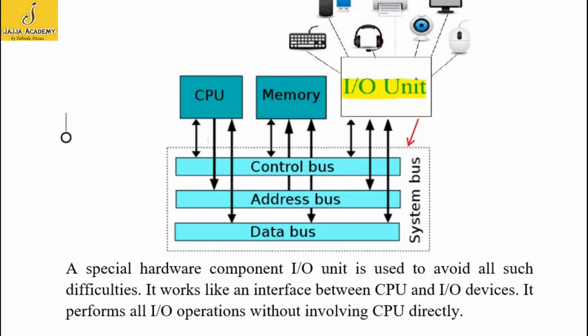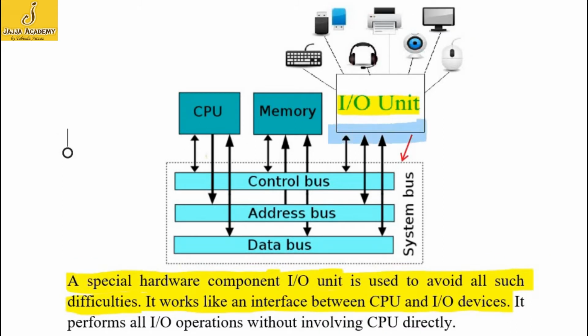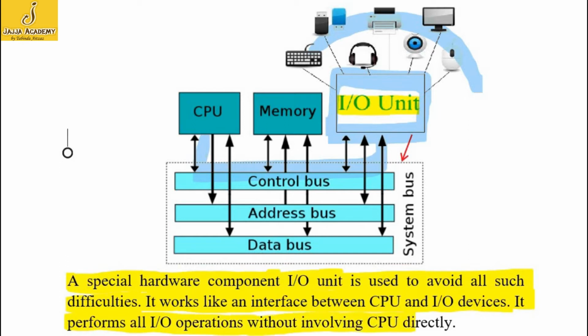In order to maximize the performance of the CPU, a special hardware component, the I/O unit, is used to avoid all such difficulties. And it works like an interface between the CPU and I/O devices. Here you see the I/O unit is an interface between the CPU and I/O devices. It is just like an intermediary between the CPU and I/O devices. And it performs all input-output operations without involving the CPU directly.